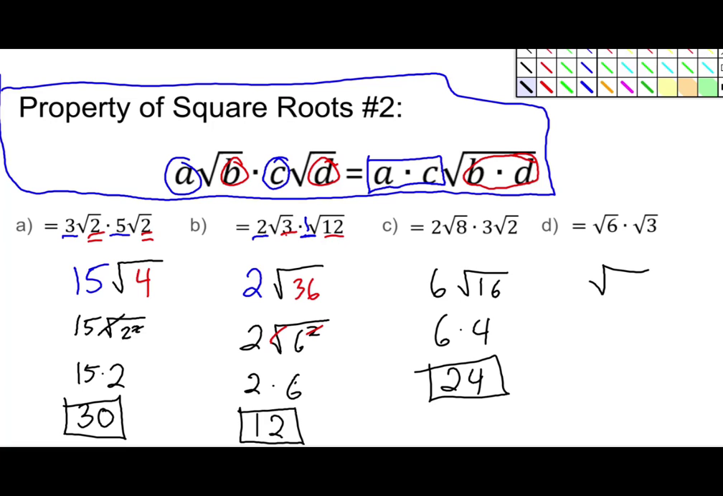I think this one, we already had this one. This is 18. And let's simplify that really quick. So I know this is the square root of 9 times the square root of 2. Answer is 3 square root of 2. All right, so you'll be having problems that look like this.